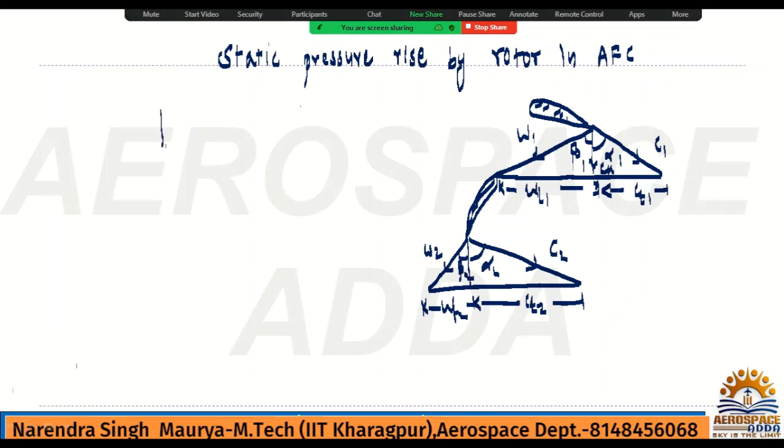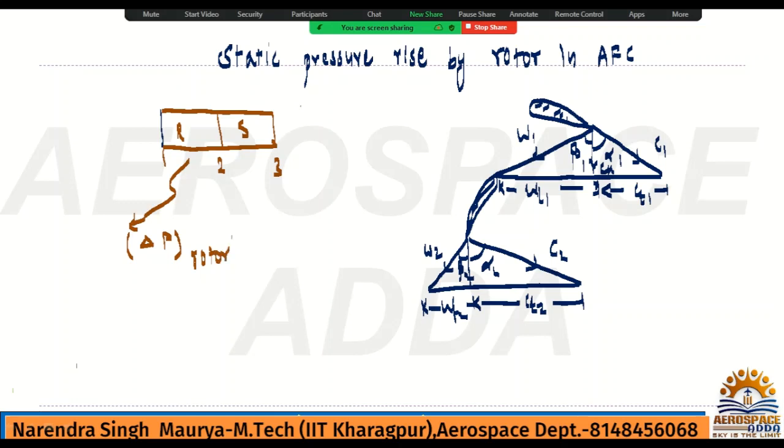Now, if you check, this is one stage: 1, 2, 3, and this was rotor and this was stator. Across this, for the stage we had calculated P03 by P01, that was the pressure ratio RP. Now I'm asking what is the static pressure rise by this rotor, that is delta P. Till now they had not asked a question based on this, but anytime they can ask, because this is a very nice derivation and very important data. So what is the static pressure rise by rotor?